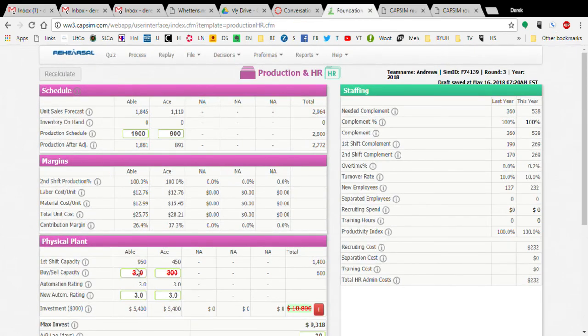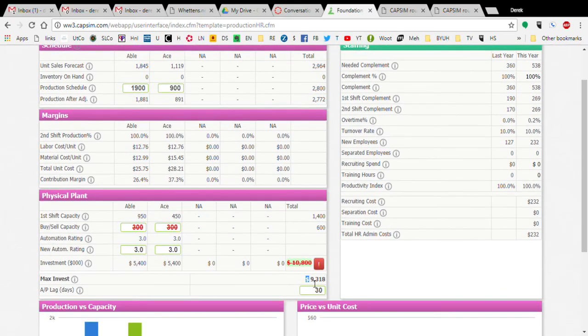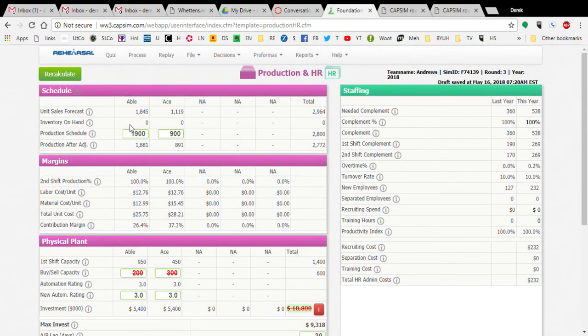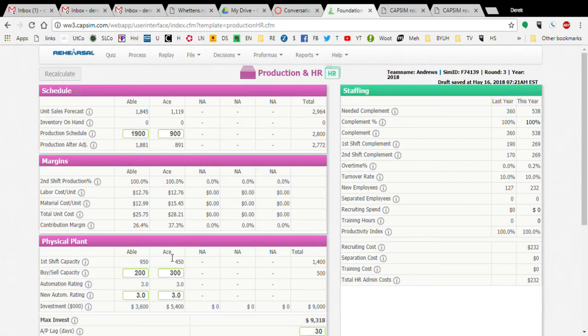You can see it comes in red that I can't make that much. My maximum that I can invest is 9.3 million, and based on how much it costs to make those, I'm at 10.8 million. So I've got to come a little bit lower. And I think I'm going to go to 200 there because I am already in pretty good shape. I could make a little bit more. Yeah, I like that better. And that'll give me some extra.